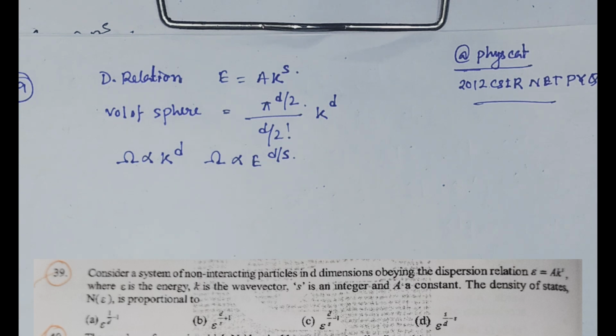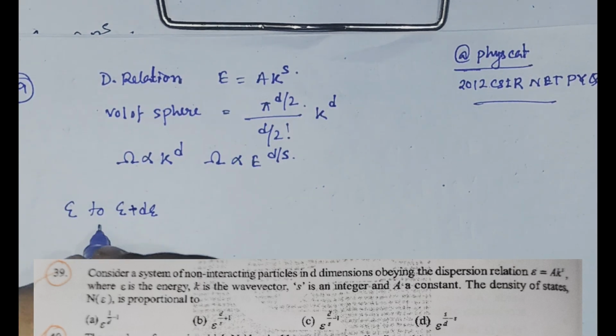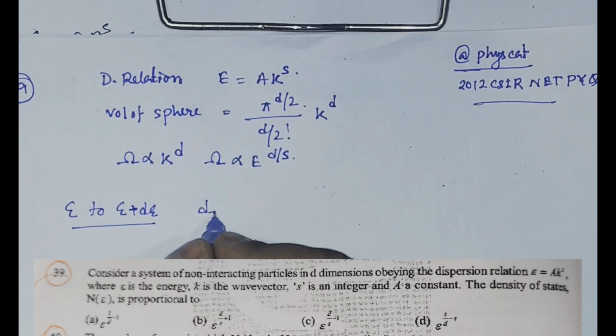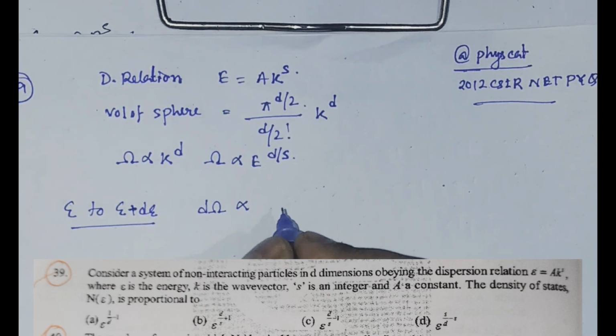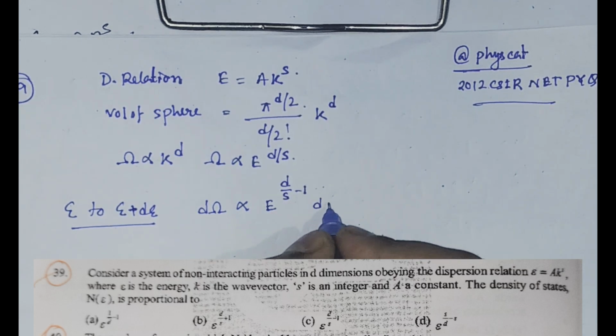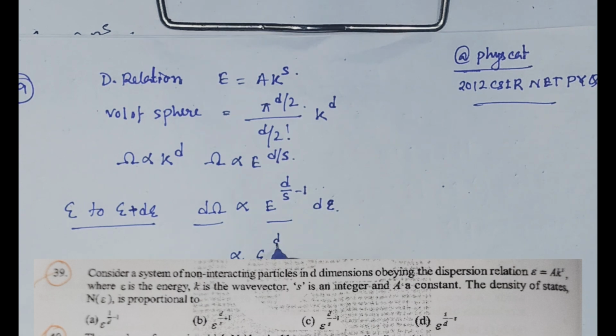And the number of microstates in a range E to E plus dE is needed. This d omega is proportional to E to the power d by s minus 1 times dE. And this is the density of states, and this is the answer. So it is proportional to epsilon to the power d by s minus 1. This is your answer.